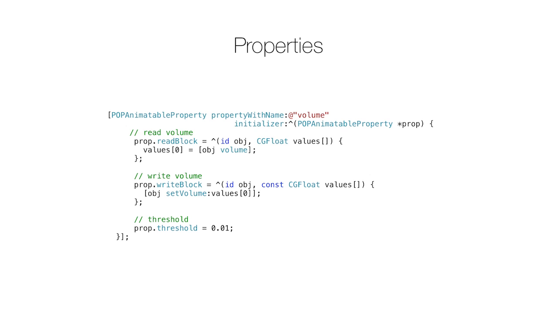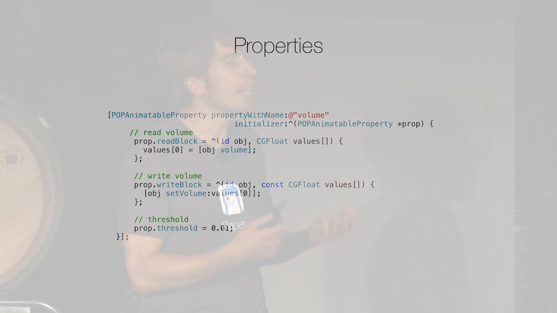Basically, all you have to do is define a read block, a write block, and then a threshold. And threshold is, just think of it as the smallest significant amount of change. This hint to the system is actually very valuable when you're working with dynamic quiescing animations.